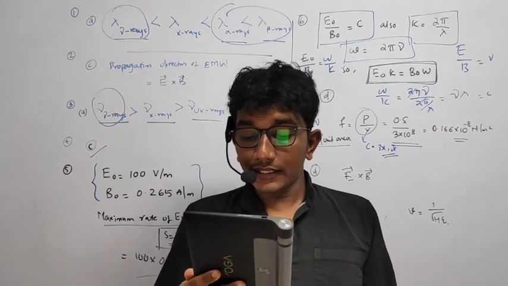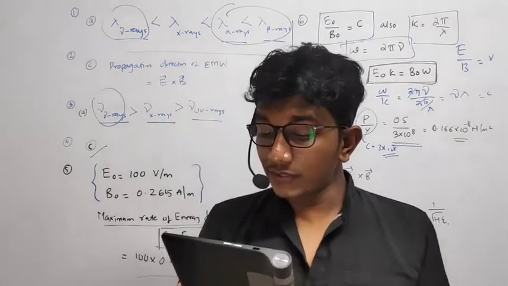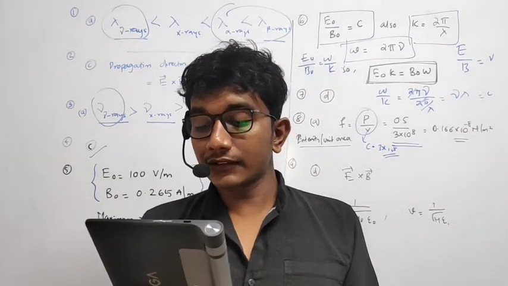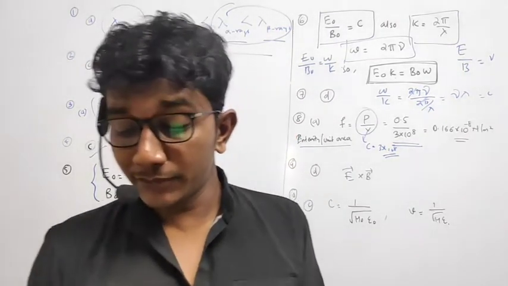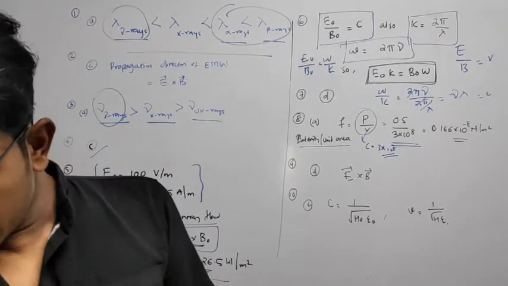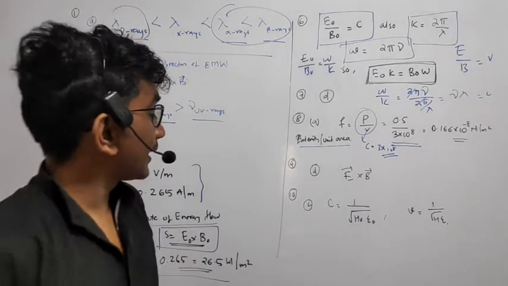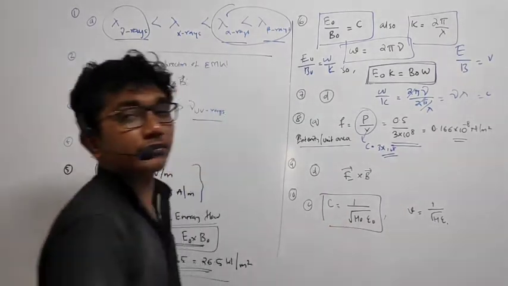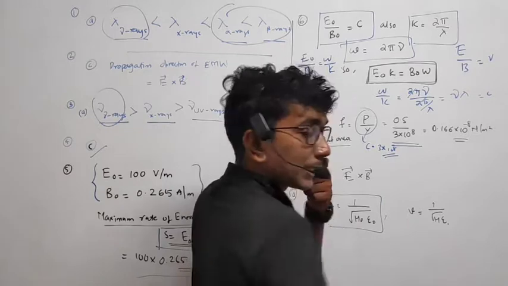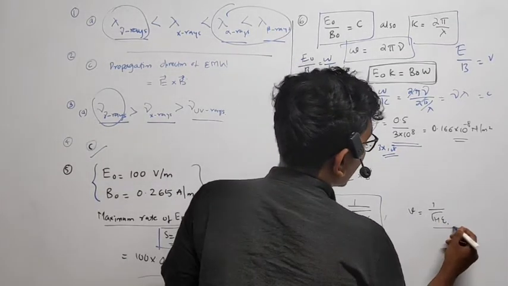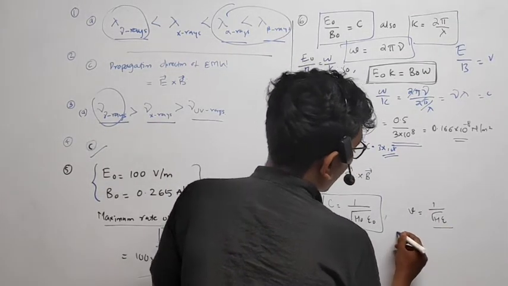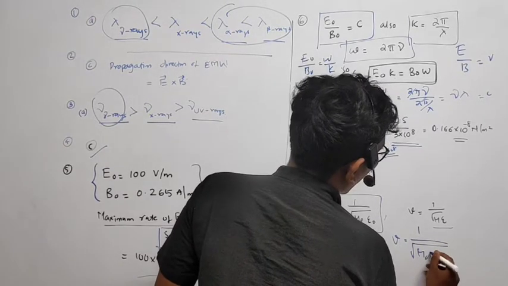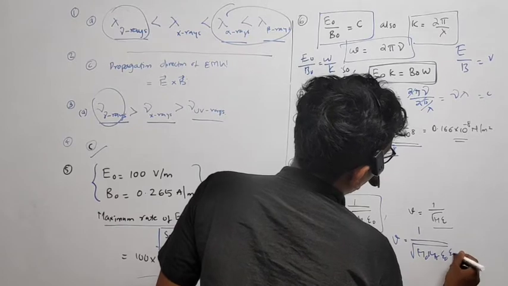Okay, then final question. If C is the speed of electromagnetic waves in vacuum, its speed in the medium with dielectric constant K and relative permeability mu r is. It's very easy. That C is equal to 1 by root of mu 0 epsilon 0. What will be velocity in the medium? 1 by root of mu epsilon, or also I can write V is equal to 1 by root of mu 0 mu r into epsilon 0 epsilon r.